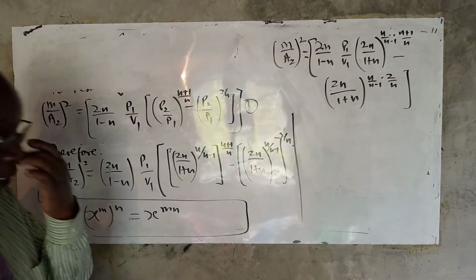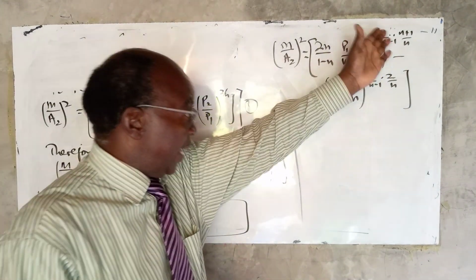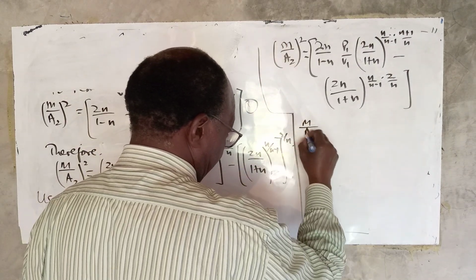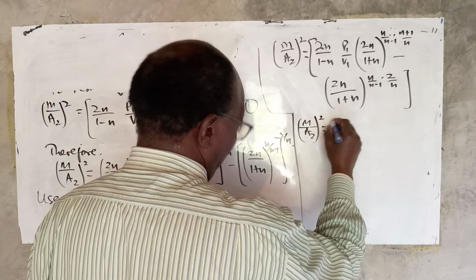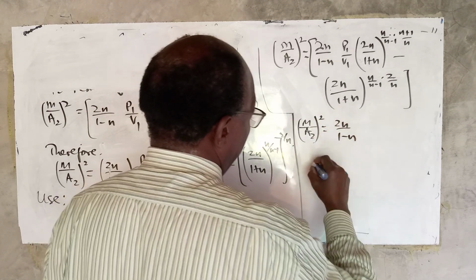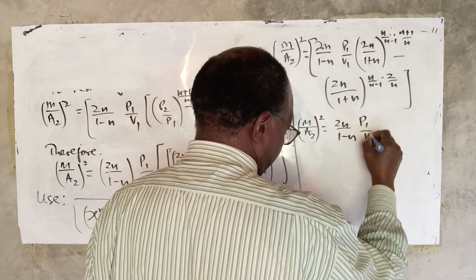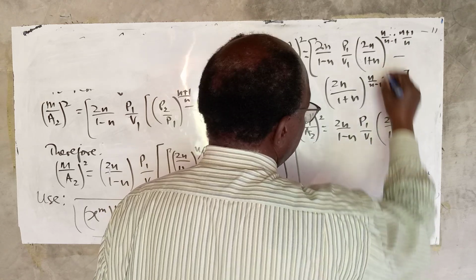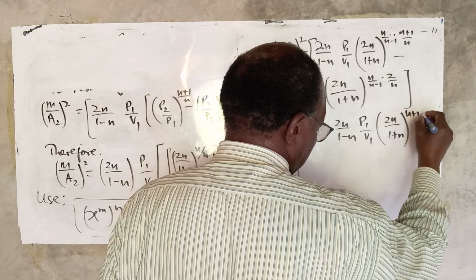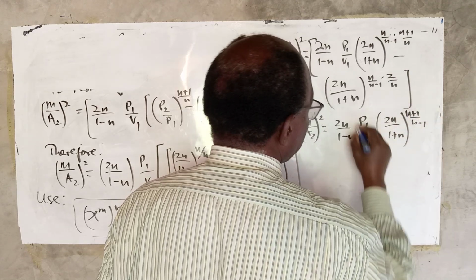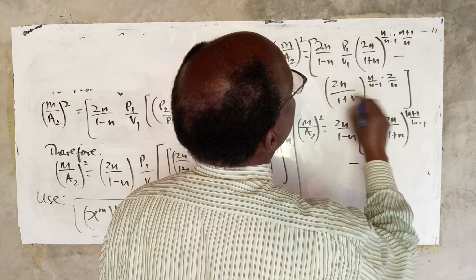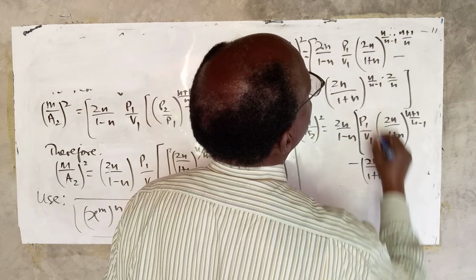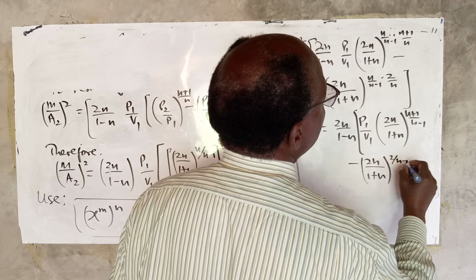And clearly you see that things are becoming a lot easier. The n's will cancel. So we end up with a more refined expression: m over a2 squared is equal to 2n over (1 minus n) into P1 V1 into 2n over (1 plus n), (n plus 1) over (n minus 1), minus 2n over (1 plus n), 2 over (n minus 1).